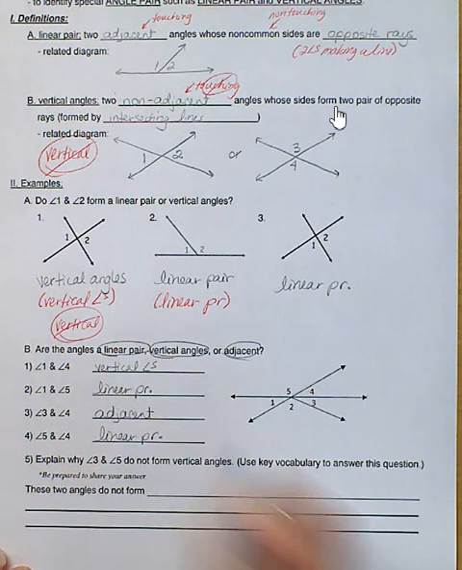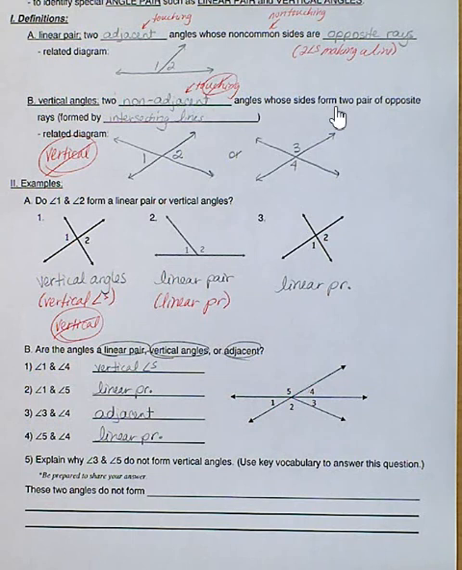And then number 5, explain why angles 3 and 5 do not form vertical angles. Like I'm telling you that up front, they're not vertical angles. Why? Use key vocabulary to answer this question. Again, the best way to use key vocabulary is to go back and look at your definitions, your postulates, your theorems. Please pause the video and answer question number 5.